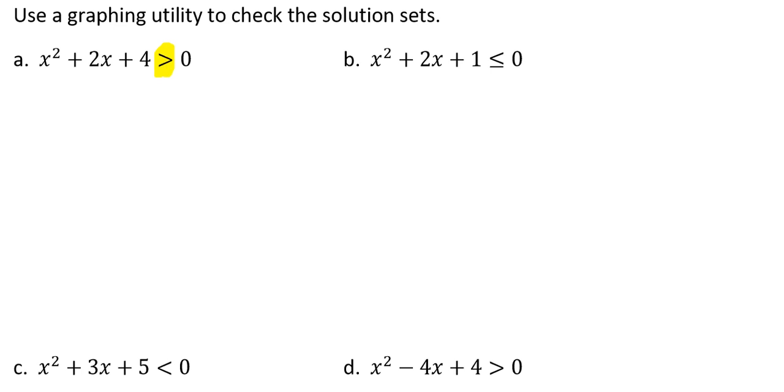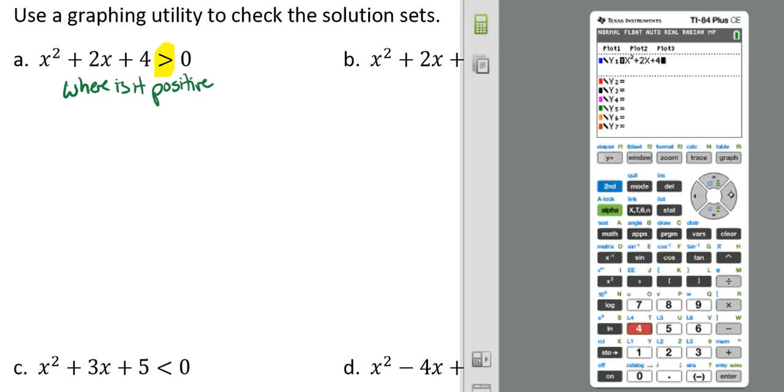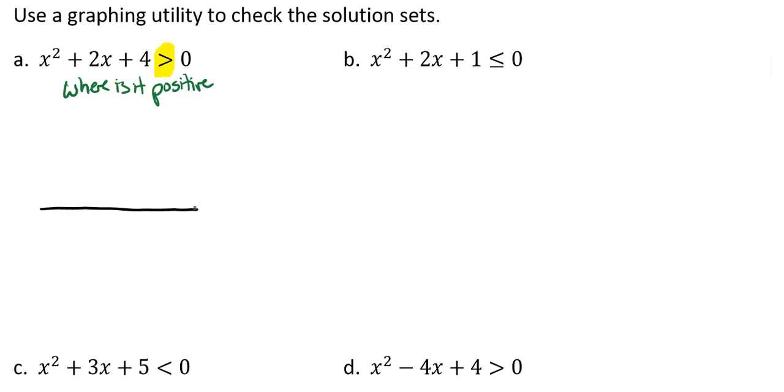So that means we're looking for where it's positive. Where is it positive? Or where is it above the x-axis? So let's graph that. And we see that it doesn't even cross the x-axis. It stays up top, which means that for every value of x, it's going to be positive. So let's just sketch a picture of that really quick. And here our answer is going to be all real numbers.